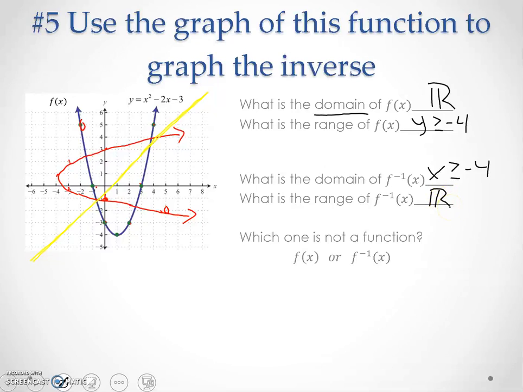So the range values are all real numbers. And so I want you to look at these because the domain and the range here just switched, just flipped. The domain of the original function is the range of the inverse. And the range of the original function is the domain of the inverse. And that will always be the case with inverse functions. Which one of these is not a function? Well, f of x we know is a function because that's the blue one. That passes the vertical line test. But the inverse function is not a function because it does not pass the vertical line test.